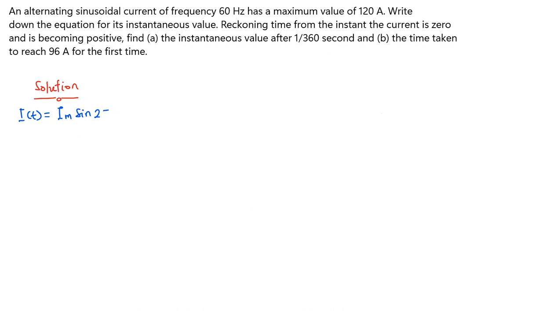Let me write this again: 2 pi ft, where f is the frequency, and t is the time, and I sub m is the amplitude or the peak current.